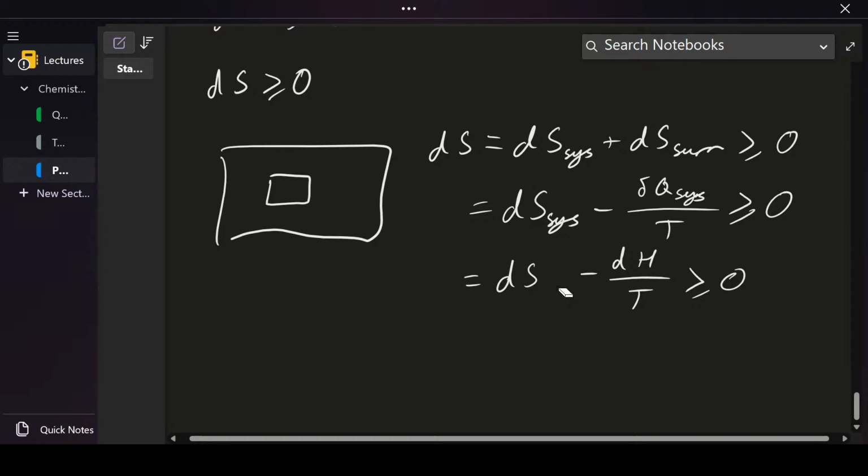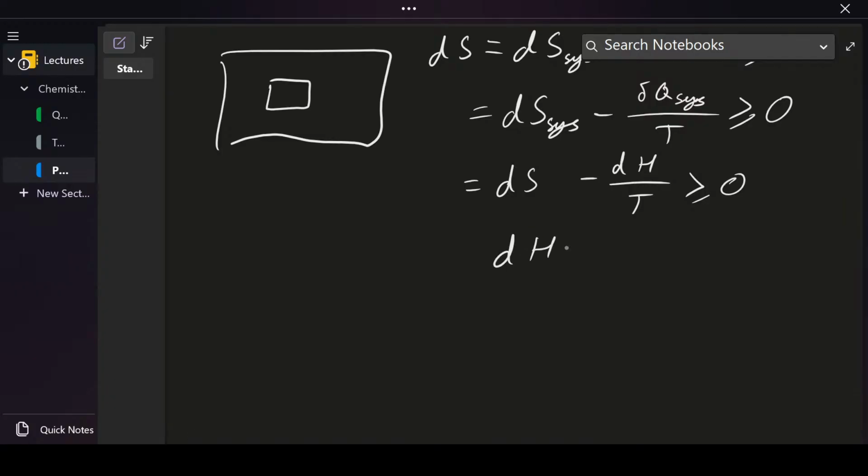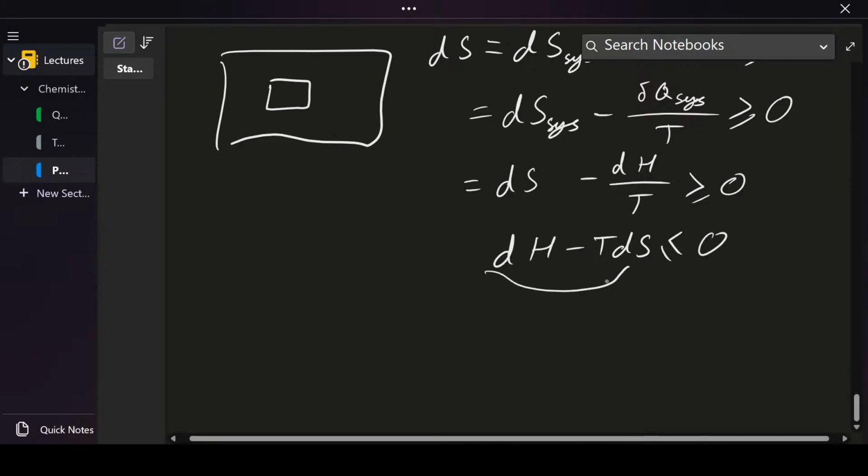I'm going to remove the subscripts because I'm just going to say I'm referring to the system now. Now, if I multiply this by negative T, I'm going to end up with dH minus TdS is less than or equal to 0. And this, you might recall, is going to be dG at constant temperature.